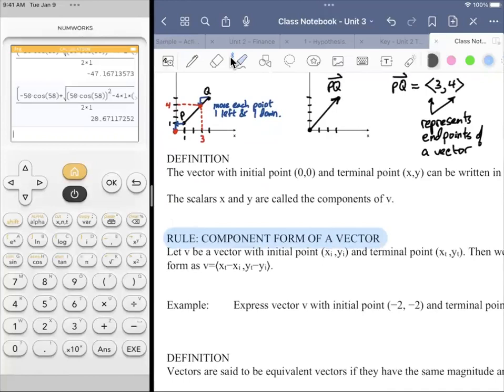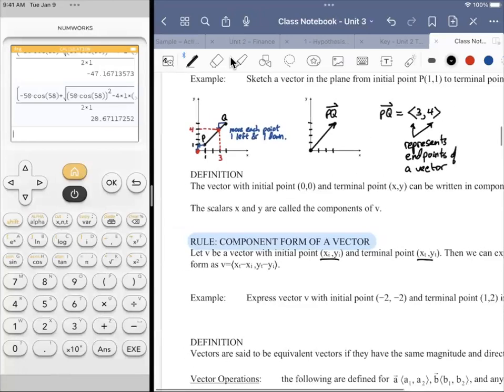All right, so if you have an initial point and a terminal point, x, y, it doesn't matter what the subscripts are. You have two distinct points. What you're going to do is subtract from your initial point the second point. You could go either way. Actually, it doesn't really make a difference.